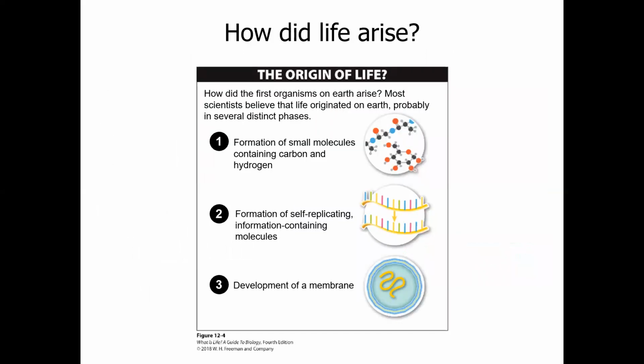So just to recap all that, we have the 3 phases. Phase 1 for having life on Earth is the formation of our small molecules containing carbon and hydrogen. Our amino acids contain both of those. The second phase is the formation of our self-replicating information-containing molecules, which is RNA in this case. Then phase 3 is the development of an actual membrane to encompass the organic molecules and the RNA, making a sort of capsule, creating an actual cell. So those are the three phases for having our first organisms on Earth.